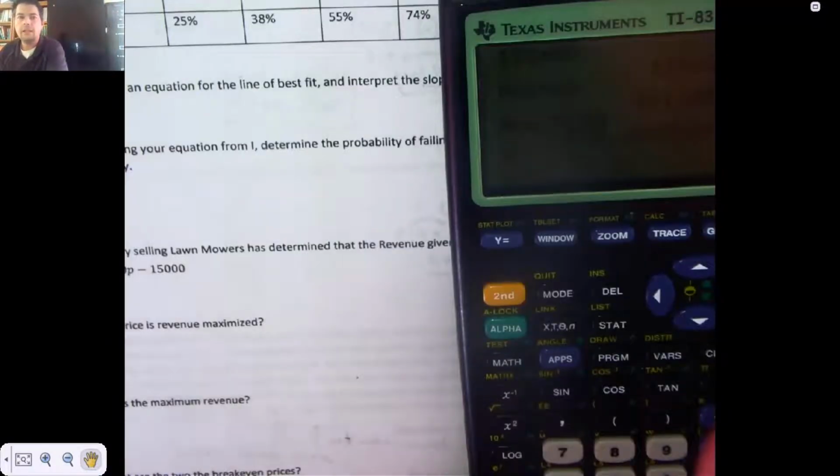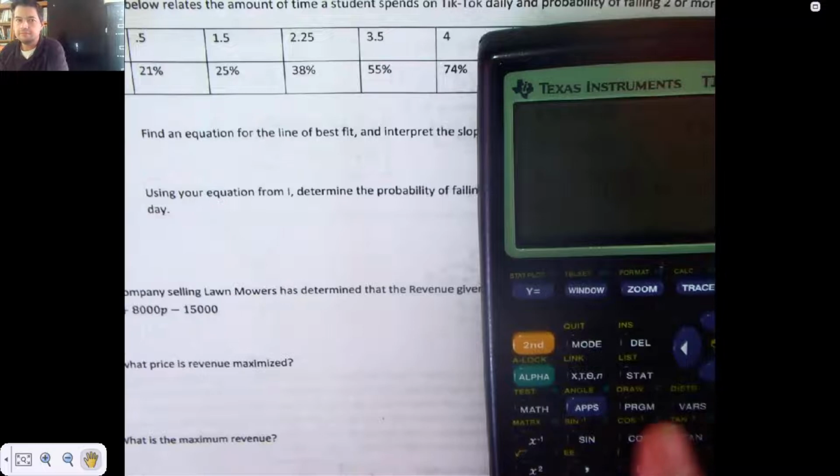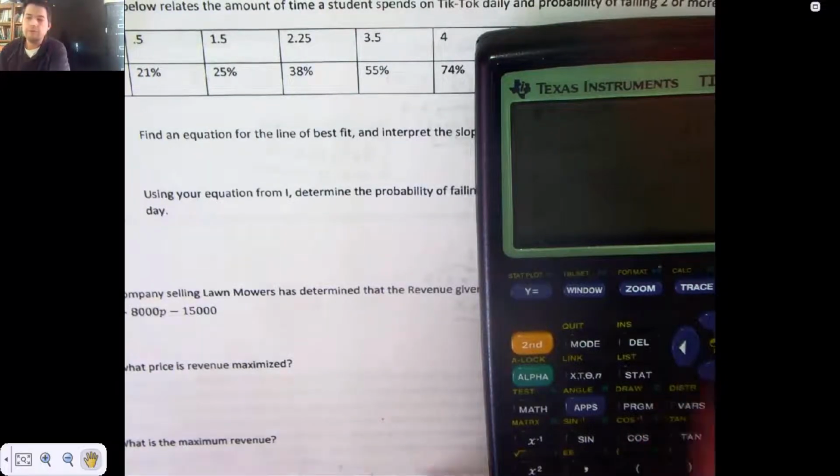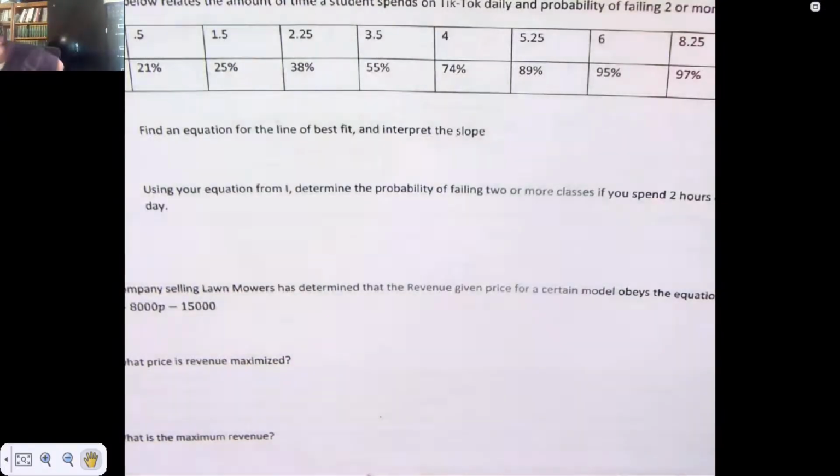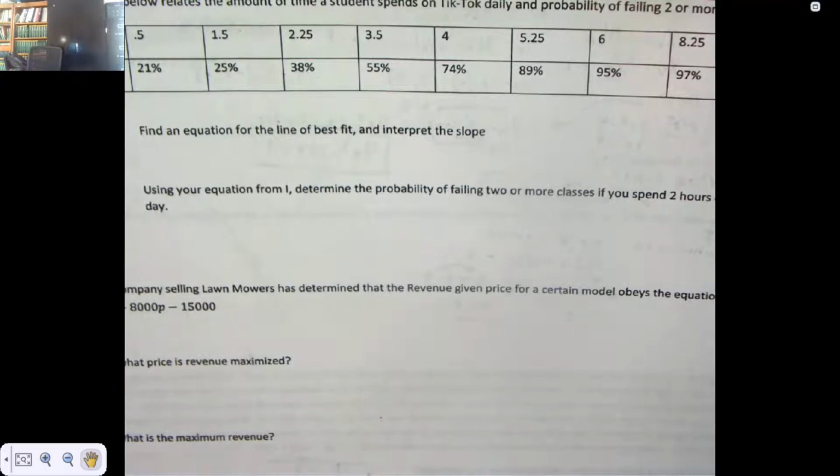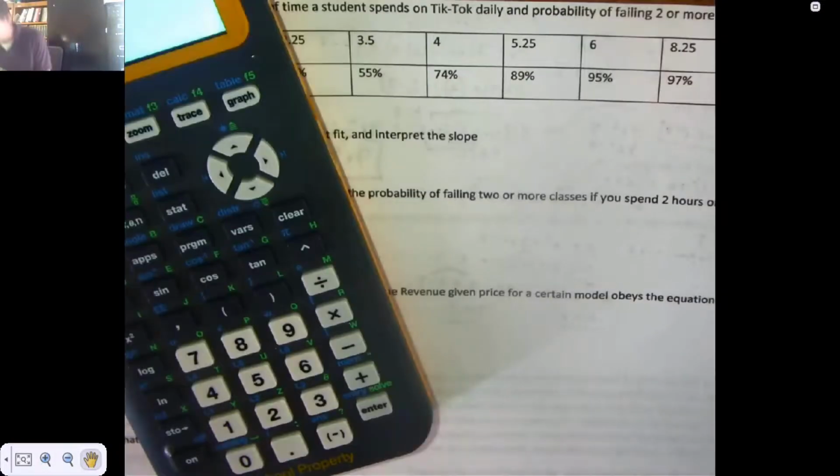And the last of the videos here, line of best fit is up next. Let me go grab a better calculator, something that more closely represents what you'll be using. That old one. So I'm going to grab a new one.